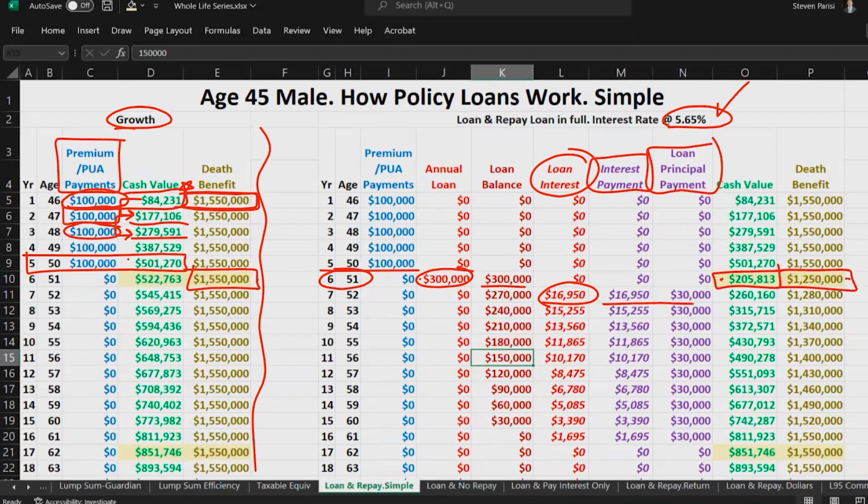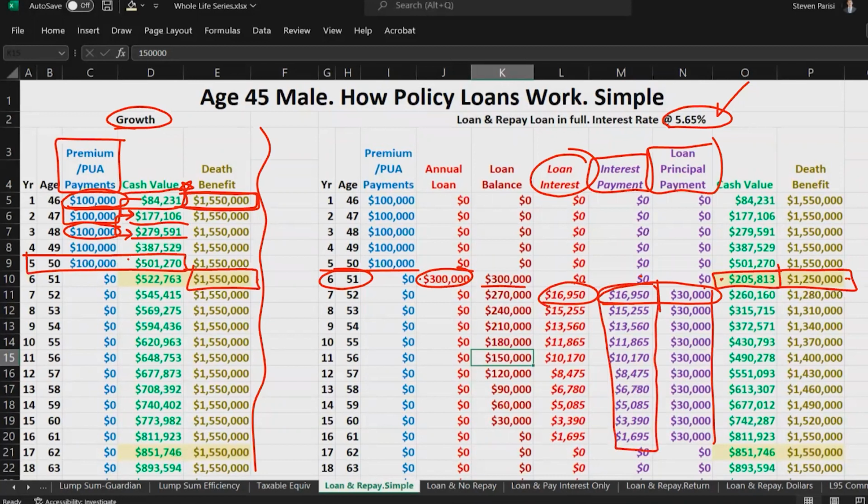Now we can pay it however we want, but in this example, loan interest comes due, we pay that, and then at the same time, we pay another $30,000 in loan principal. Why did we do that? We took a $300,000 loan, $30,000 times 10 is $300K, so it takes us 10 years to pay off the loan in this example, although meanwhile, we are paying the loan interest as well.